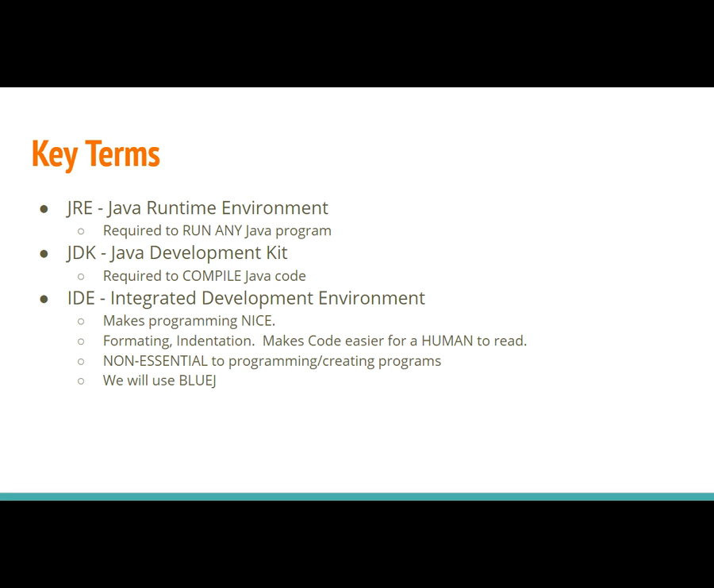JDK is a Java Development Kit. What that does is it allows us to compile Java code. It allows us to take things that are written in Java and translate them into a program that can be executed in Java. In order to program in Java, type a program, compile it, and run it, you need a JDK and a JRE.